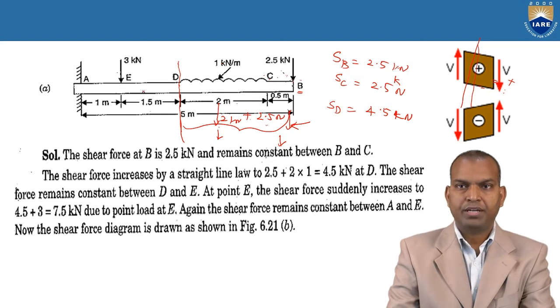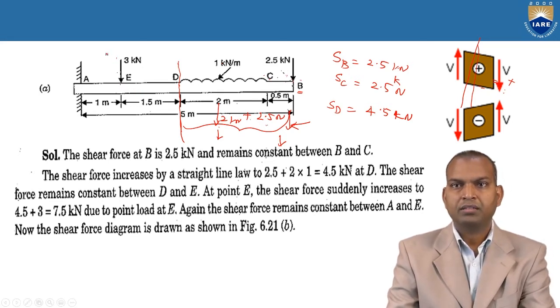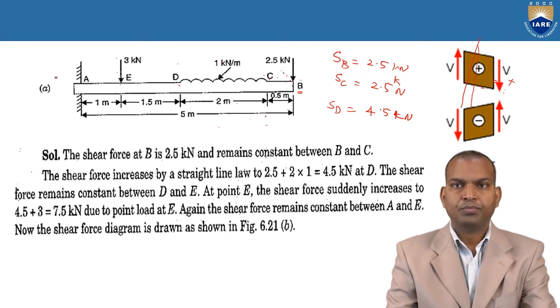Next, what is the next point? Point E. Consider point E. Now the section line is moving. Where is the section line moving? Now the section line zone is up to here.